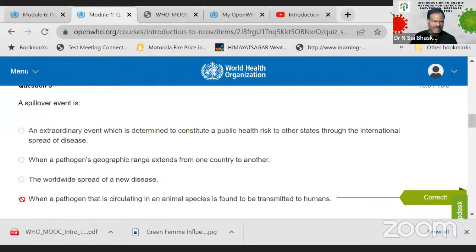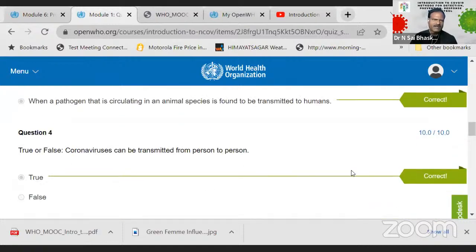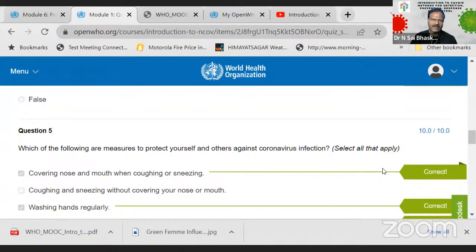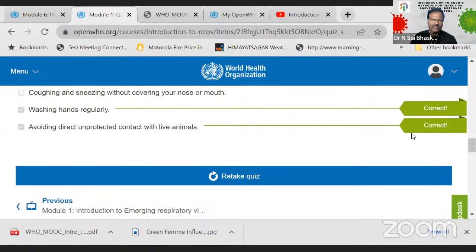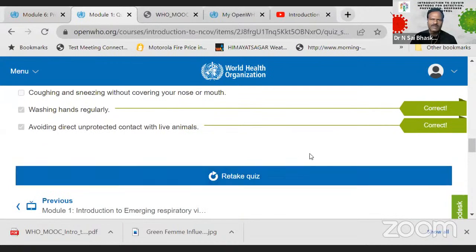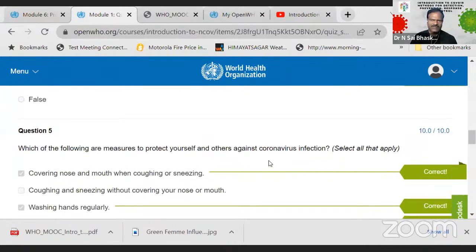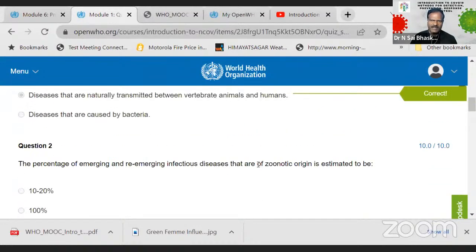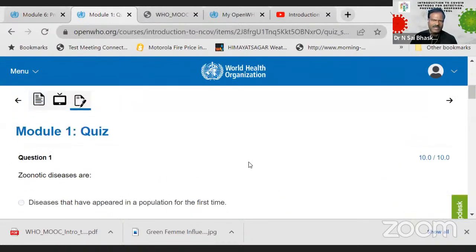Once you click here and then submit, you get whether it is correct or wrong with this green color. Once all are correct, you get all green. If anything goes wrong, you can retake the same quiz. Because once you have attempted, you know the answers or you have read the material, so next time when you attempt, you will be correct. I'm sure everybody will get all the marks, 100% completely. So this is how you have to attempt your quiz.